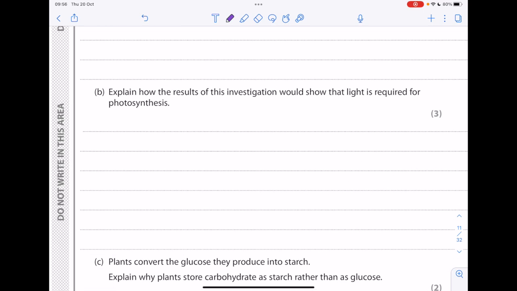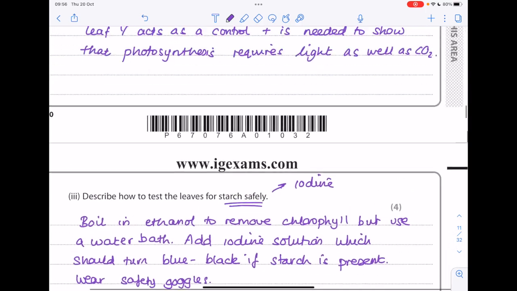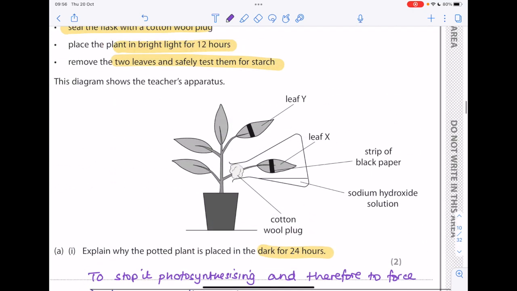Explain how the results of this investigation would show that light is required for photosynthesis. So we need to consider what would be happening with leaf Y. Here, because that black strip of paper is on the leaf, then no photosynthesis would be taking place, meaning that there'd be no starch present, so you'd expect it to stay orange, whereas the rest of the leaf would return blue-black.